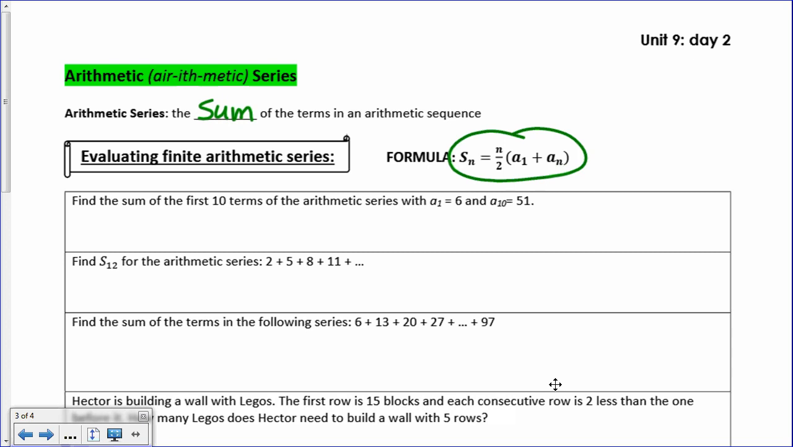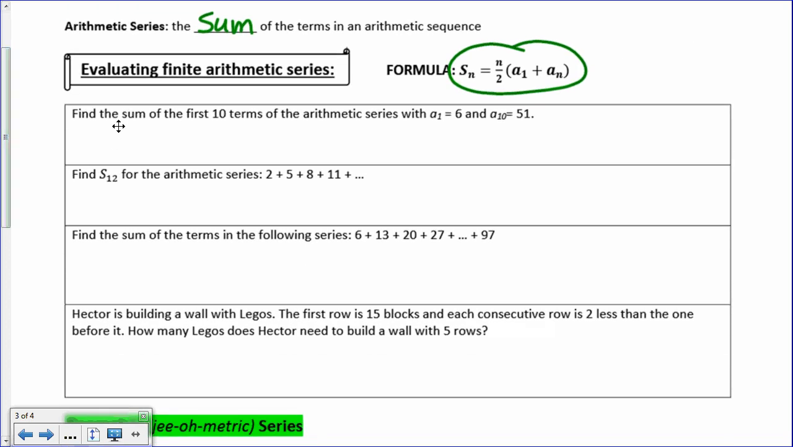So for example, we're going to find the sum. When you see the word sum, that's how you know you're using the S sub n formula. So look out for that word. Look for series or sum, and that's how you know you're going to be using the S sub n instead of the A sub n. So we're finding the sum of the first 10 terms of the arithmetic series, where A sub 1 is 6 and A sub 10 is 51. So I'm trying to find S sub 10. They want me to go out to the 10th term and then add all those together.